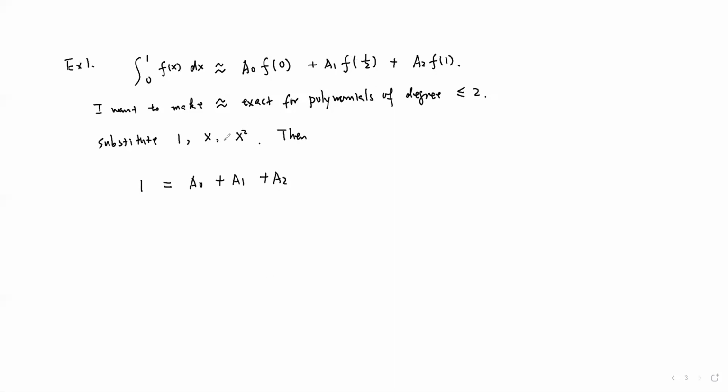I plug in x in f. This integral is computable. It is equal to 1/2. Now the function is x, so the value of x at 0 is 0, so the first term is 0. The second term, 1/2 A1. Third term, f is x, so A2. Second equation. Plug in x squared in f.